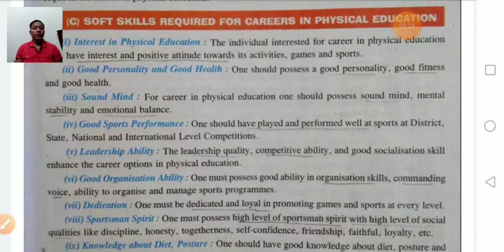Soft skills required for a career in physical education. For choosing physical education as a career, you should require skills like interest in physical education. The individual must have interest and a positive attitude towards its activity, games and sports.